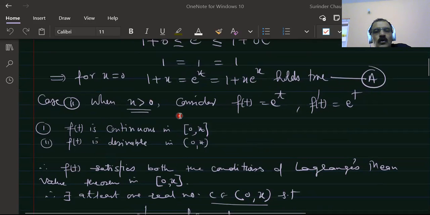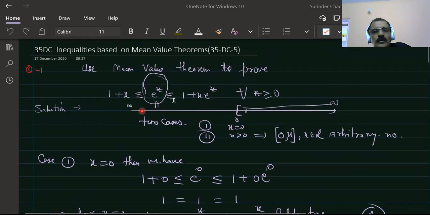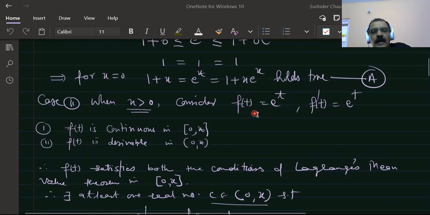When x is greater than 0, consider the function f(t) equal to e to the power t, and its derivative f'(t) is equal to e to the power t. This function f(t) is continuous for all values, therefore continuous in the interval 0 to x. We have taken the interval 0 to x because we have to prove it for x greater than 0, so we assume the interval 0 to x.